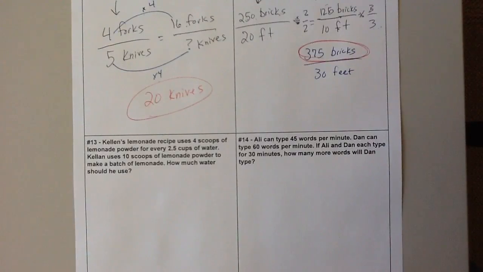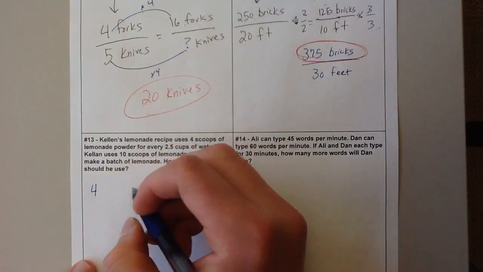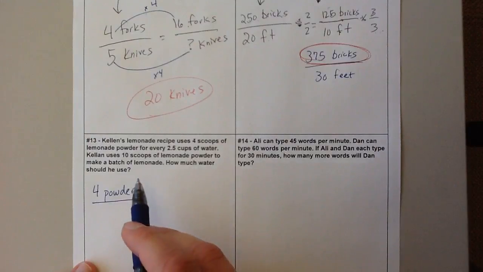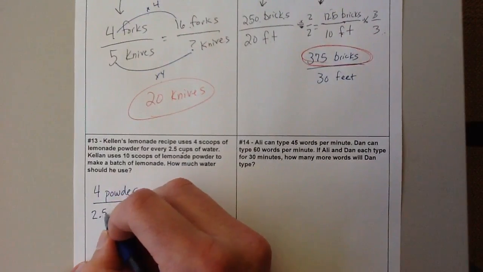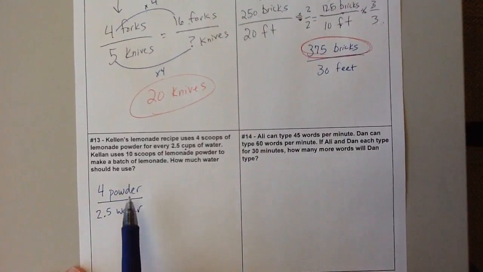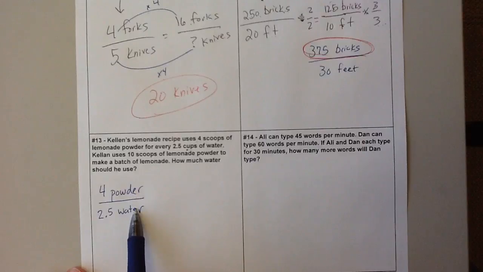Number 13. Kellen's lemonade recipe uses 4 scoops of lemonade powder for every 2.5 cups of water. Okay, so let's first write that rate. We have 4 scoops of powder. I'll put 4 powder for every 2.5 water, 2.5 cups of water. Alright, so Kellen uses 4 scoops of lemonade powder for every 2.5 cups of water. This is the rate.